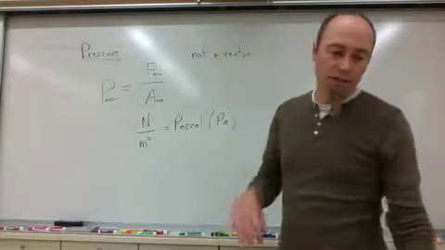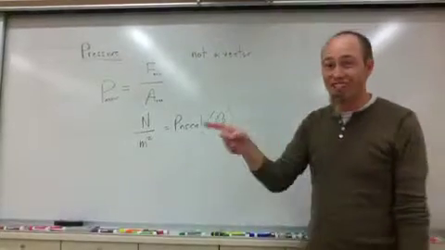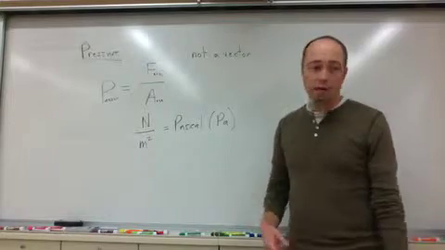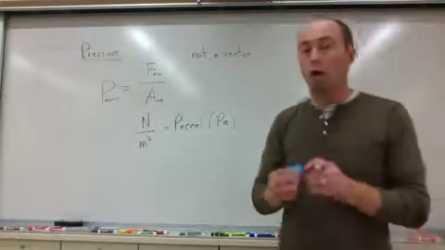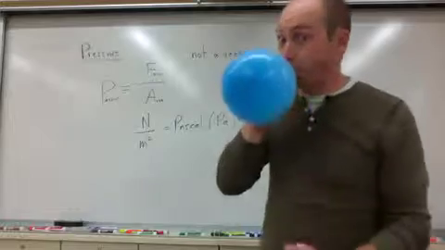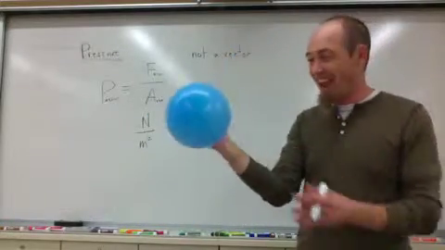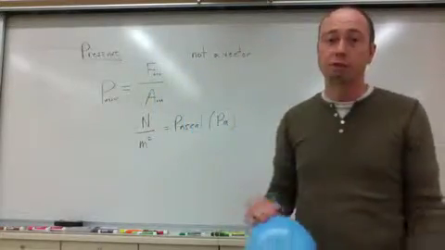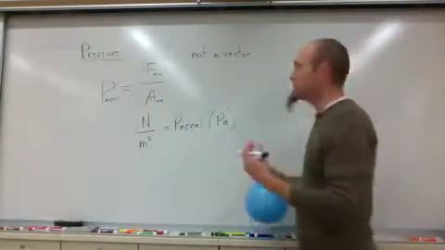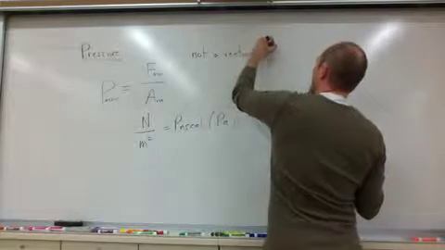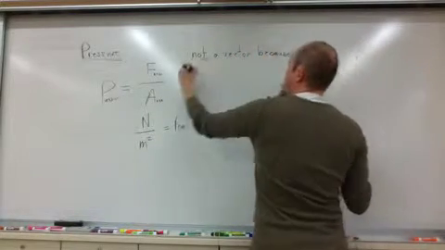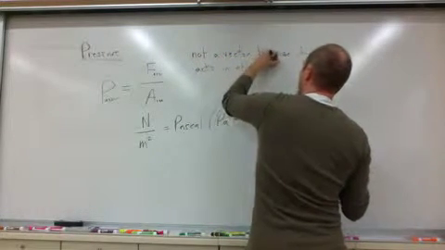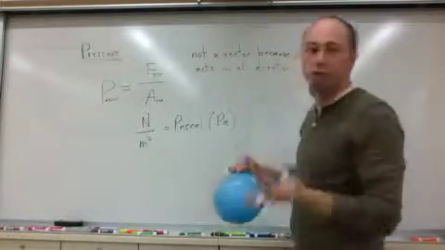Okay, because for something to be a vector, it has to have direction, whereas pressure really acts in all directions. If I blow up a balloon, think about the air pushing on the inside of this balloon. Well, it's pushing in all different directions. So it's not really a vector because it acts in all directions as opposed to just acting in one direction.